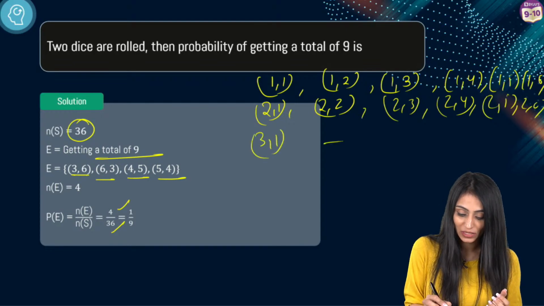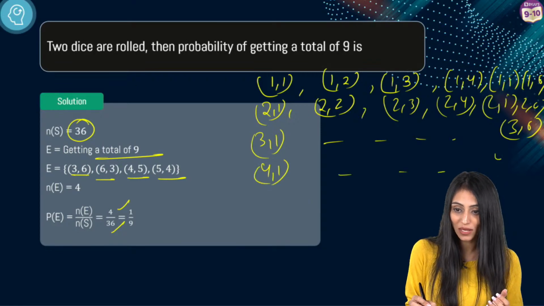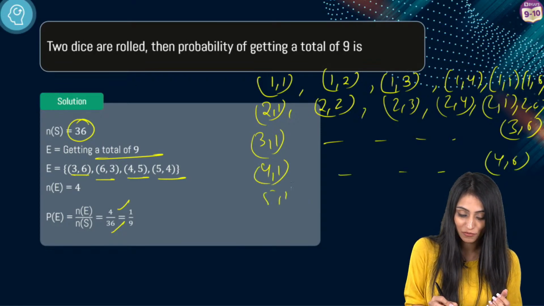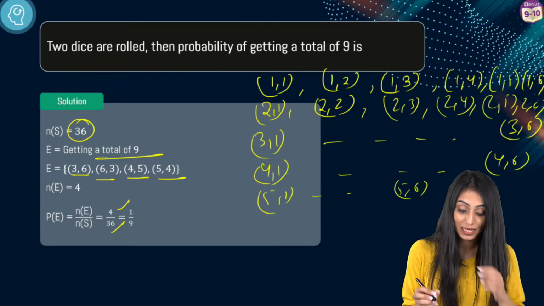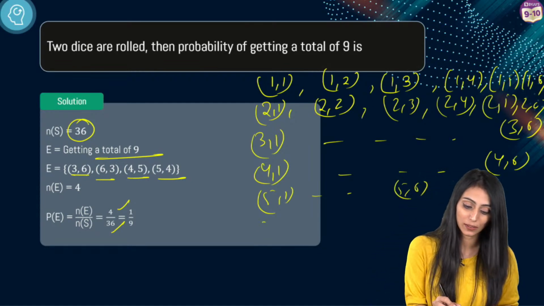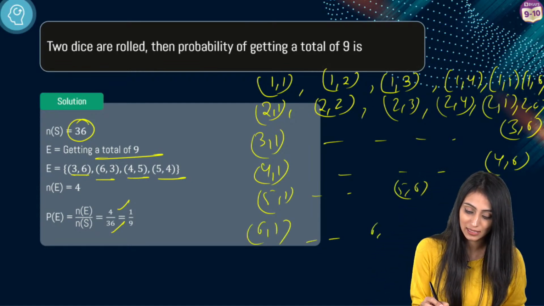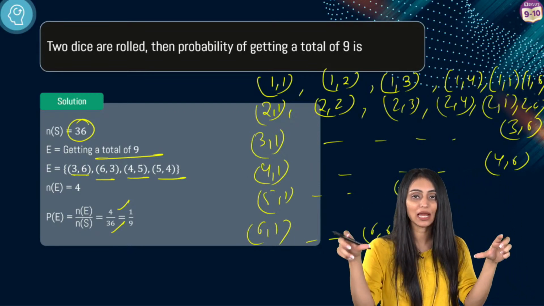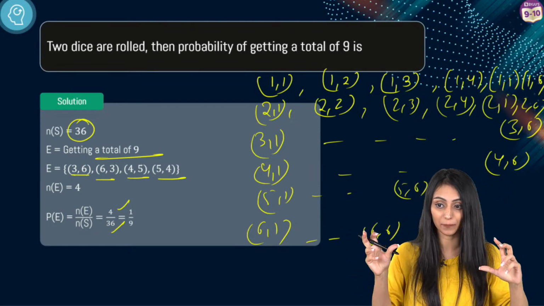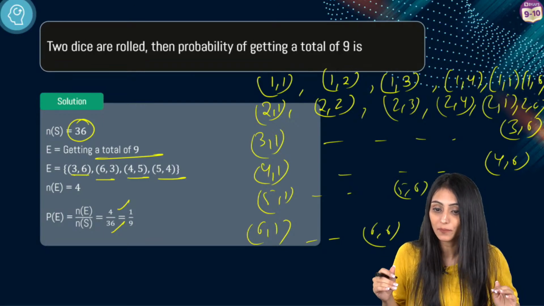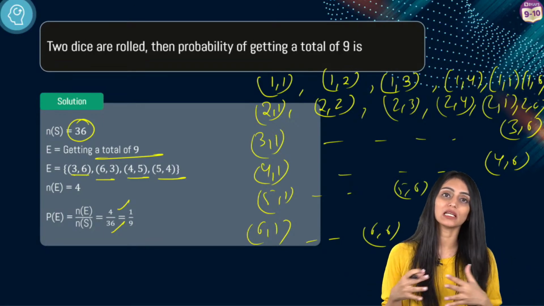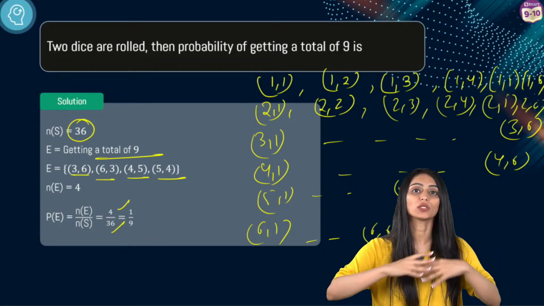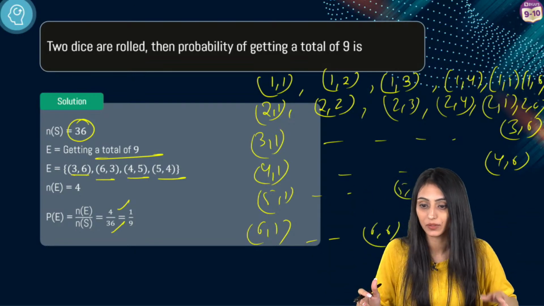Similarly 3 1, like this you make till 3 6. You start from 4 1, like this you make till 4 6. Start from 5 1 like this till 5 6. Similarly we start from 6 1 and we go till 6 6. So in every horizontal line what we can see is we have got 6 of them. So 6 times 6, that's going to be 36. Sample space is nothing but that which tells you about the total number of outcomes that you have.